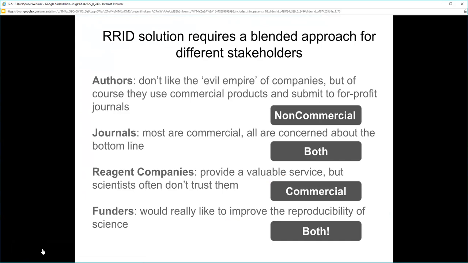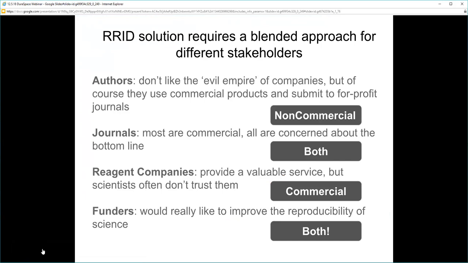So they will say, definitely, we would like to work with non-commercial partners. But it turns out they use a lot of commercial things. Journals mostly are commercial. Now, there are certainly noted exceptions to this, but all journals are actually concerned about the bottom line to some extent. Certainly, working with commercial and non-commercial partners would be required for a company like SciCrunch, and I'll get into that a little bit more, to actually effectively work with the full community.